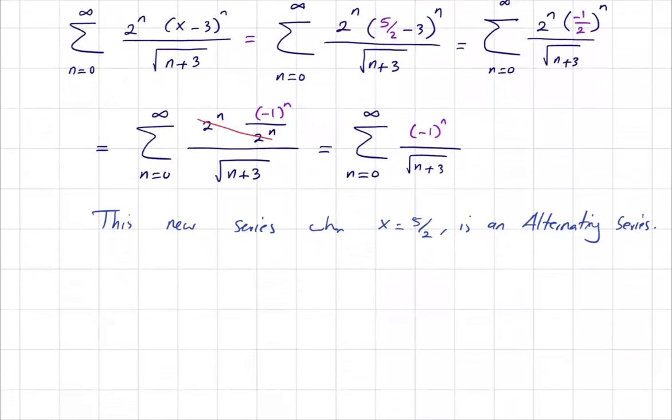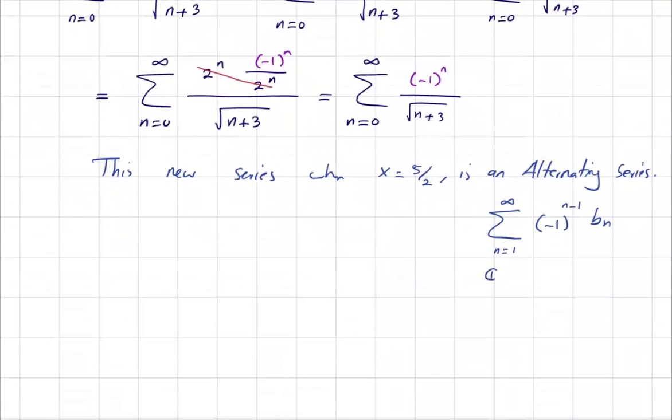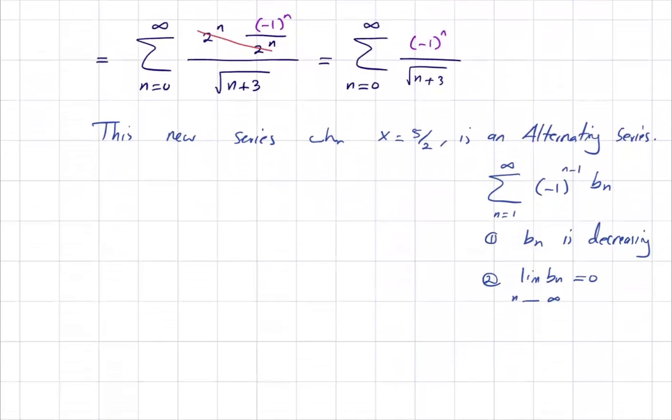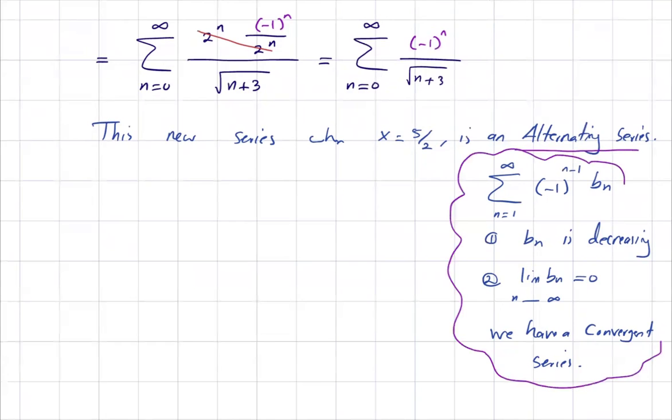So for an alternating series, remember that the behavior was the summation of (-1)^(n-1) bn, starting from 1 and going to infinity, when bn is decreasing and the limit of bn as n goes to infinity is 0, then we say that we have a convergent series. You can check this.